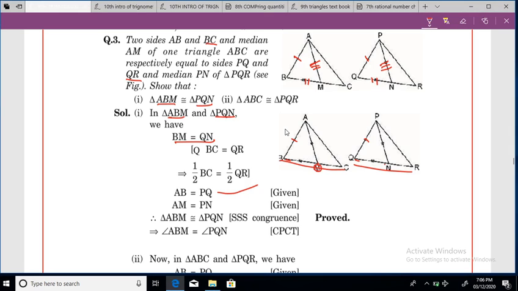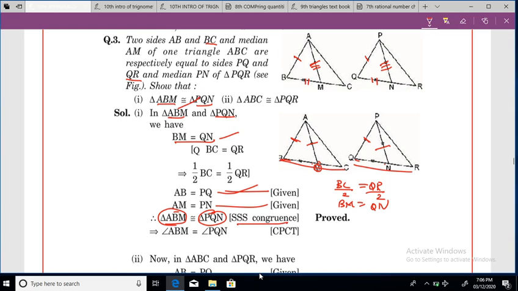So if this is a midpoint, then BM is half of BC. We know that BC equal to QR. So however much half of BC is, half of QR is the same. Half of BC is BM, half of QR is QN. So we write here BM equal to QN. The next one is AB equal to PQ, that is given here. AM equal to PN, that is also given. So by the SSS congruency rule, ABM and PQN are congruent to each other.